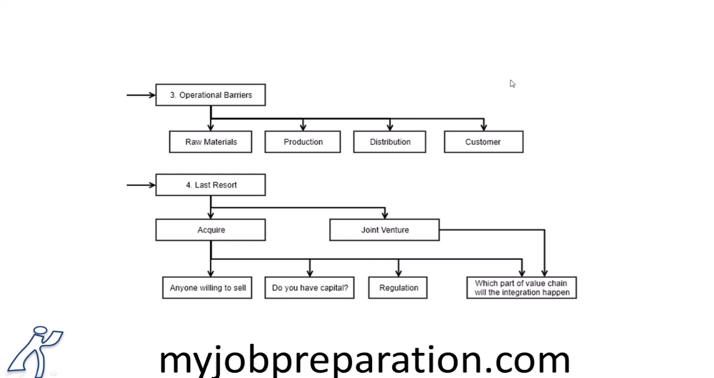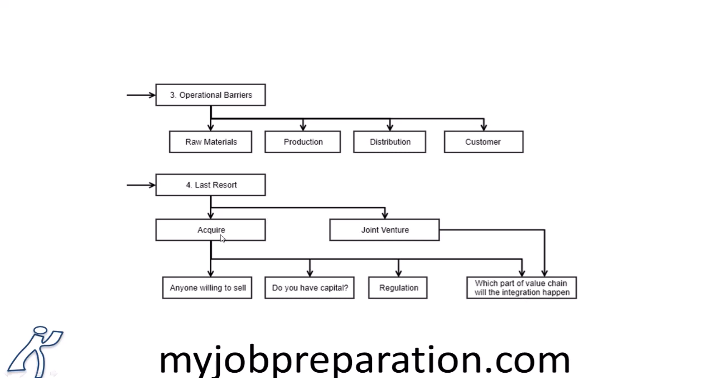So if all of this doesn't work and the plan is not coming out to be very feasible for you, then there is a last resort you have, which is either to acquire or have some kind of joint venture with players, right? When you are looking at acquisition, there are again three or four things you need to deal with. Is there anyone willing to sell, or do you have enough money, or are there any government regulations restricting such acquisition, or which part of the value chain will the integration happen in, right?